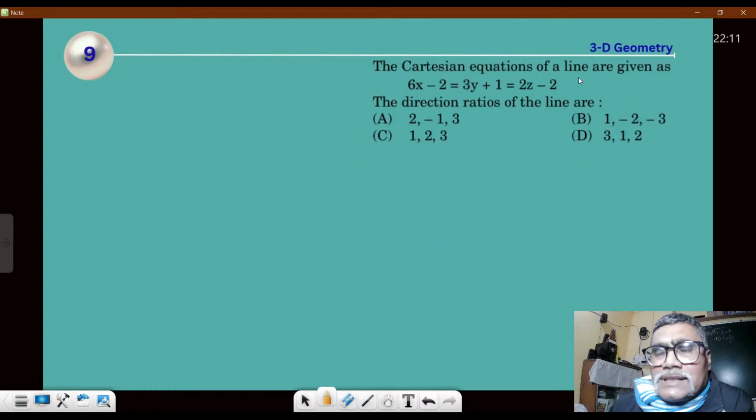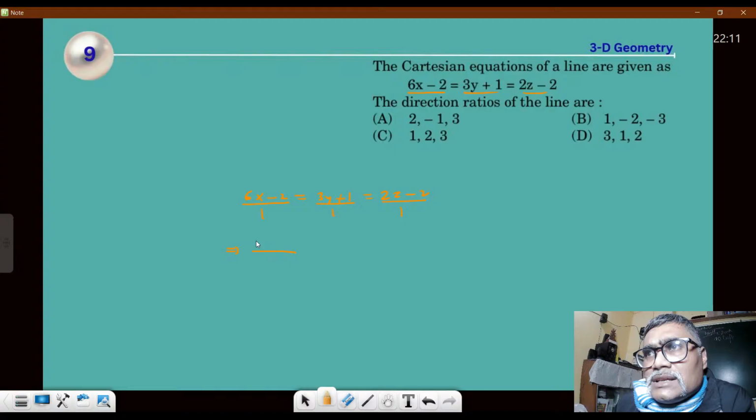Cartesian equation of this line. Okay, this is interesting because these kinds of questions are not there in the textbook directly. So this is the question which you need to know how to tackle. The Cartesian equations of this line are given by these three. It doesn't seem like the x minus 1 type. No problem. So 6x minus 2 is equal to 3y plus 1 is equal to 2z minus 2. Whatever is there in the denominator, that is actually 1. Now make it in the standard form by dividing by 6.